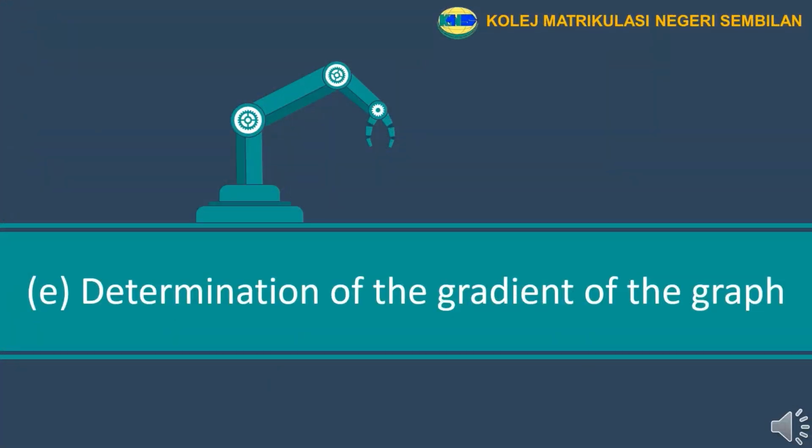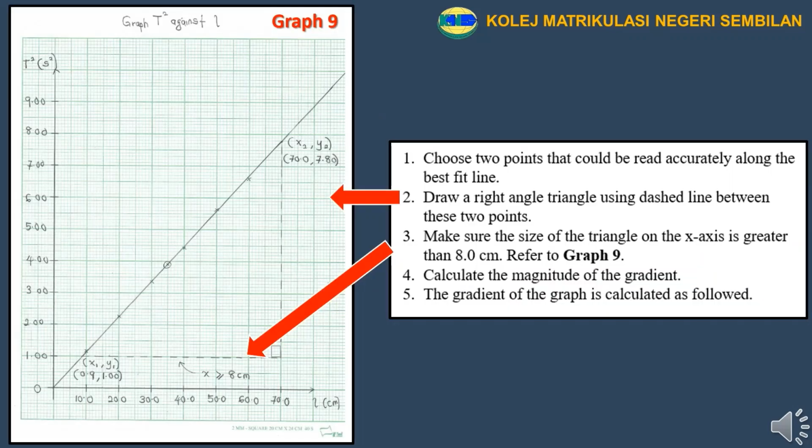E. Determination of the gradient of the graph. Number 1. Choose 2 points that could be read accurately along the best fit line. Number 2. Draw a right angle triangle using dashed line between these 2 points. Number 3. Make sure the size of the triangle on the x-axis is greater than 8 cm.